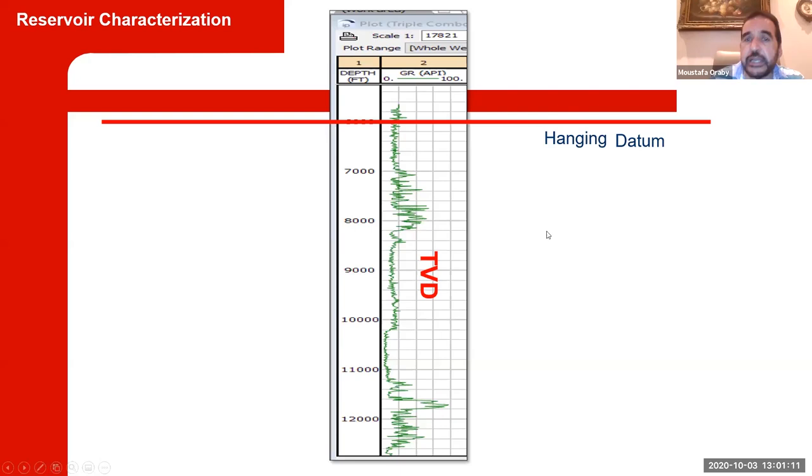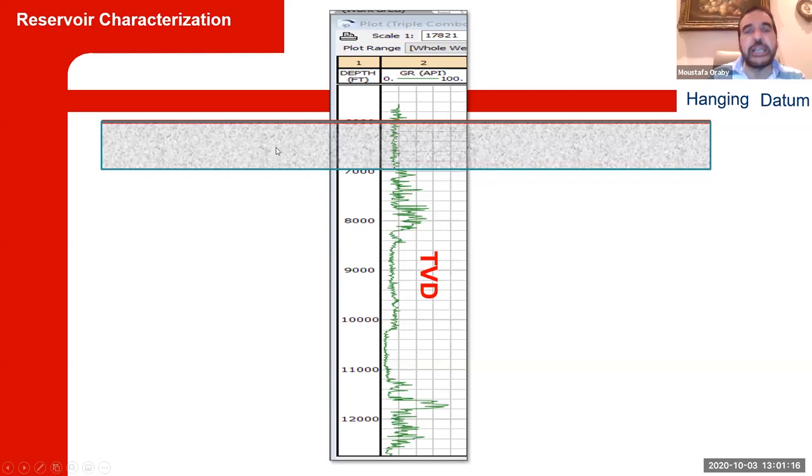So this is the hanging data. Let's just consider this a zone on its own and give it a different color. Call it anything you like. For the time being, I'm not really interested in the naming so far. Here is my low gamma ray. I call this zone, they are acting the same. So this is a good zone. I give it a different color.